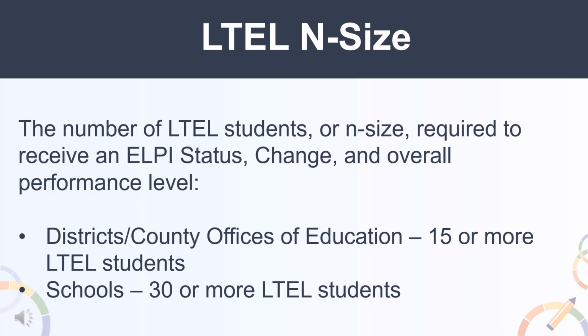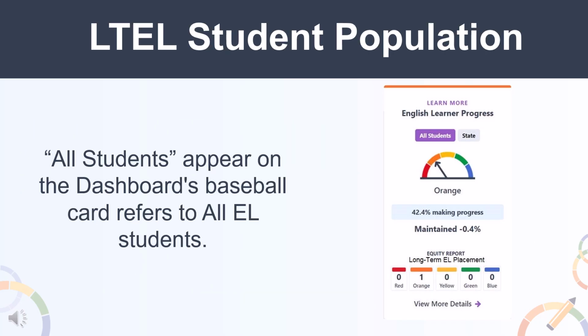The number of LTEL students, or n size, required to receive an LP status, change, and overall performance level: districts and county offices of education, 15 or more LTEL students with current and prior year summative or summative alternate LPAC results. Schools, 30 or more LTEL students with current and prior year summative or summative alternate LPAC results. It is important to clarify that all students on the LP baseball card are the EL students. The LTEL student group is a subset of the EL student group.